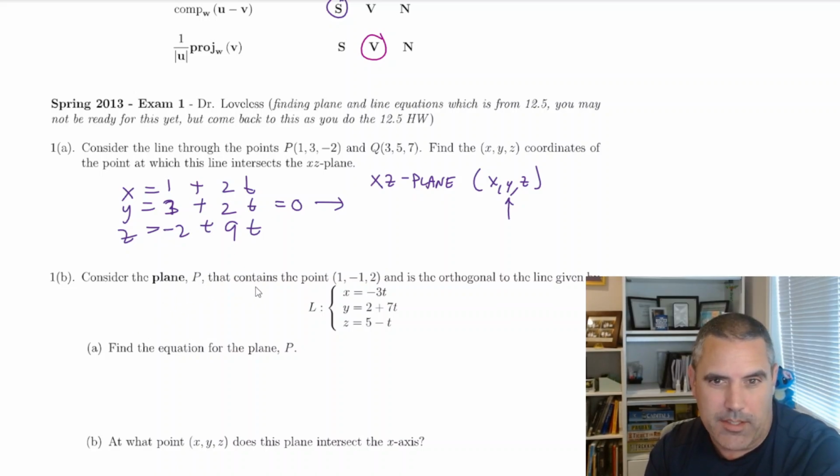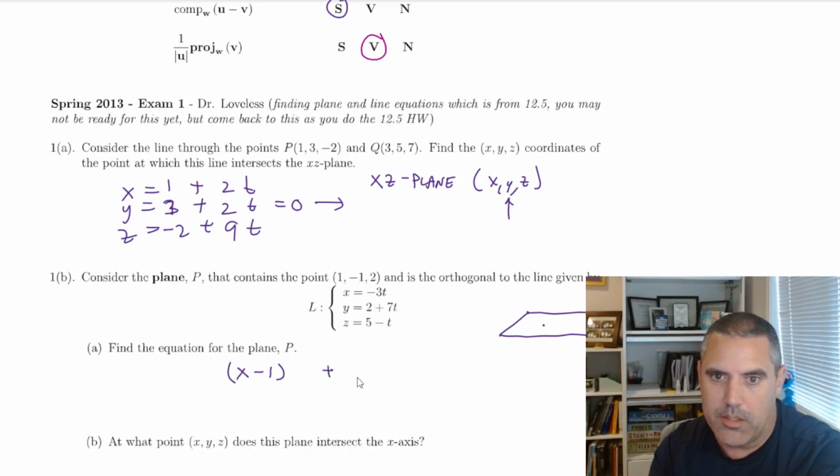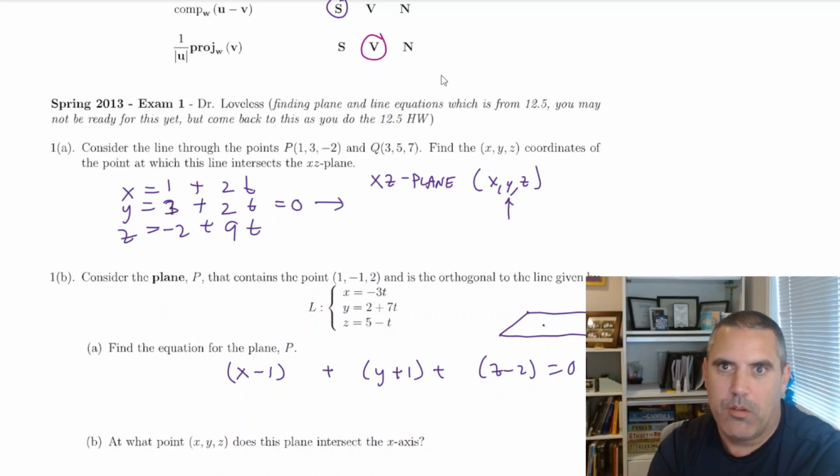Consider the plane P that contains the point and is orthogonal to the given line. We like this situation. They gave us a point. So immediately we should be thinking, no matter what, let's get that credit. y plus 1, z minus 2 equals 0. And now I have a point. I already put it in there.